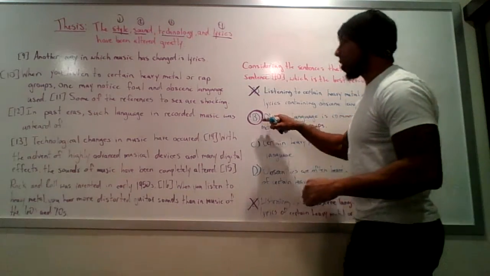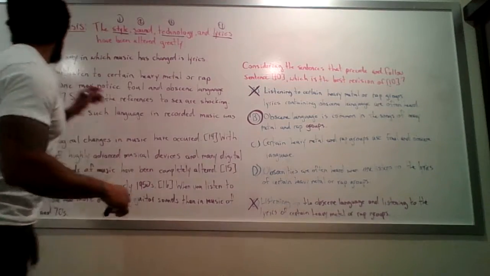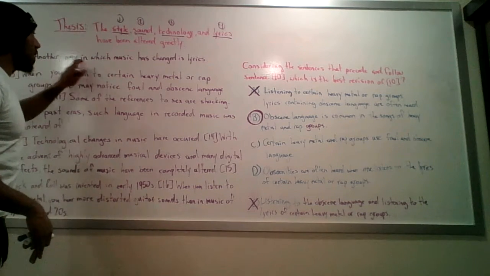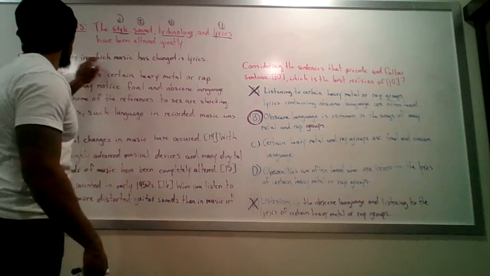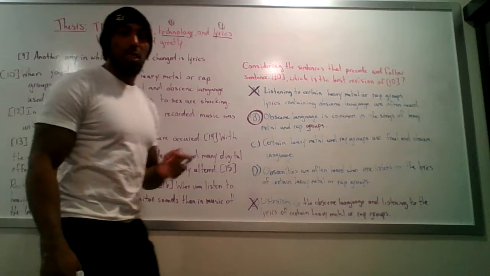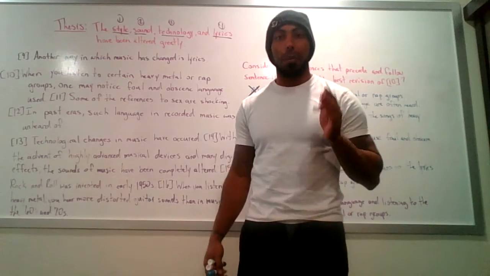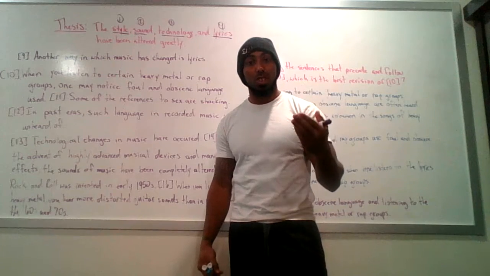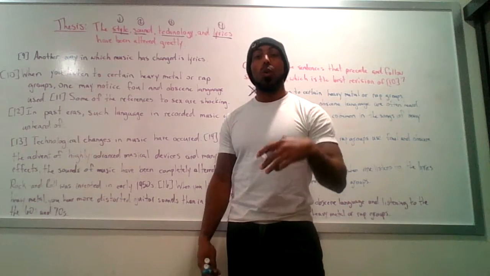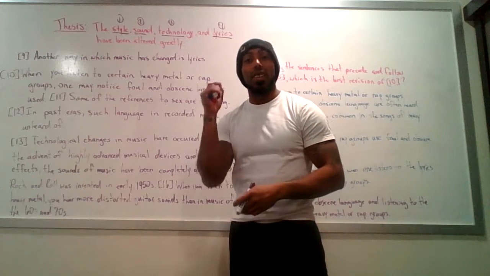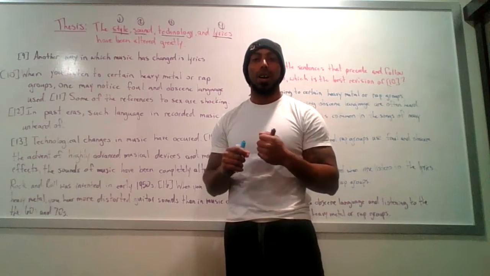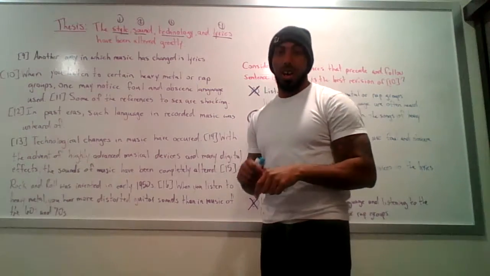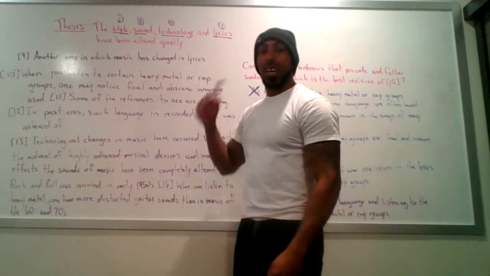Okay. Now, the reason choice B is so good is that we have the topic sentence of the second body paragraph, which is "Another way in which music has changed is lyrics." So it tells us in that body paragraph what we're going to be talking about, right? Remember, in the introduction, the first topic sentence told us what the writer was going to be writing about. Now, in the topic sentence of the second body paragraph, he tells us exactly what he's going to be talking about in that paragraph, which is how lyrics have changed.